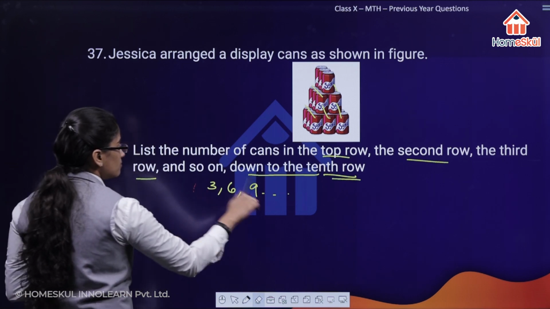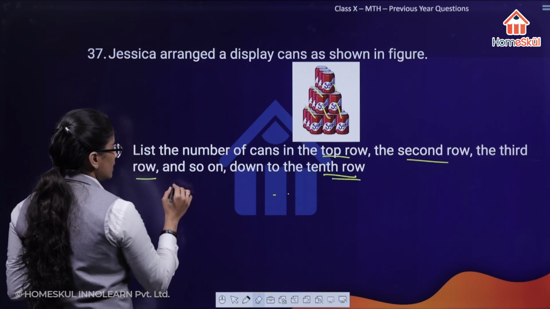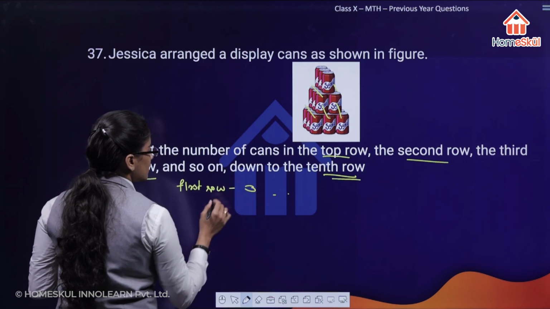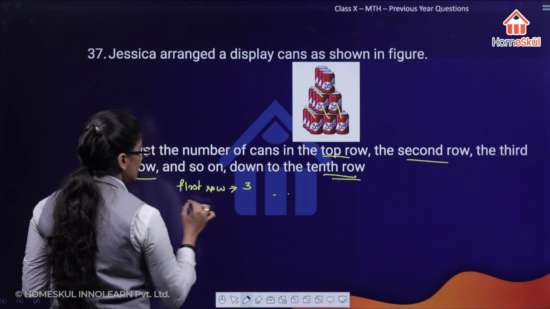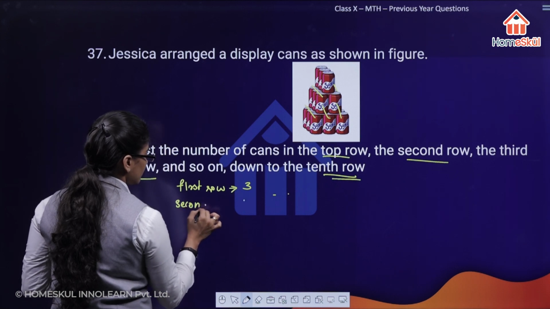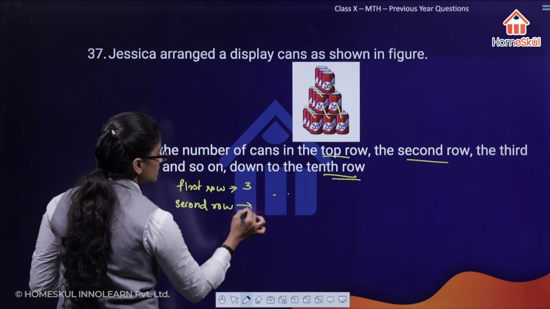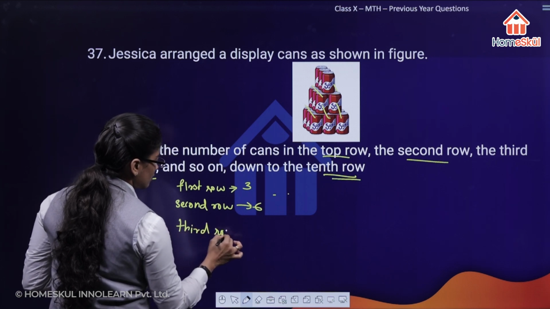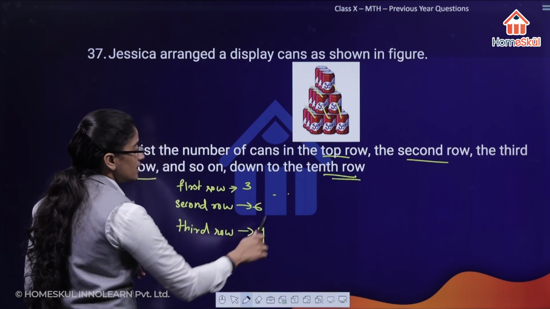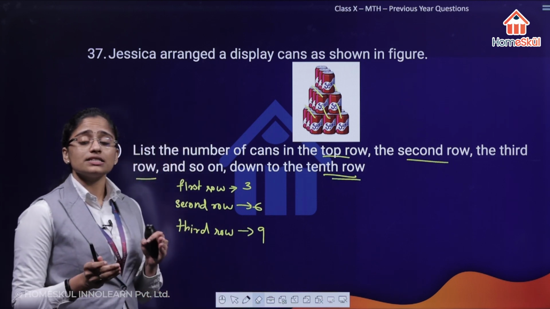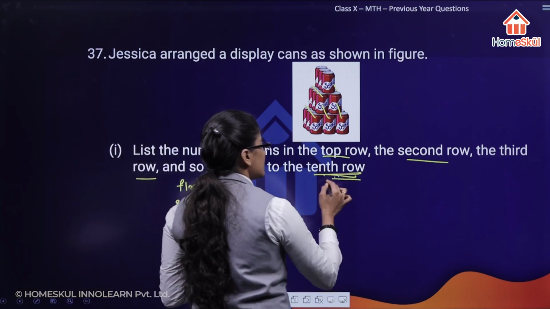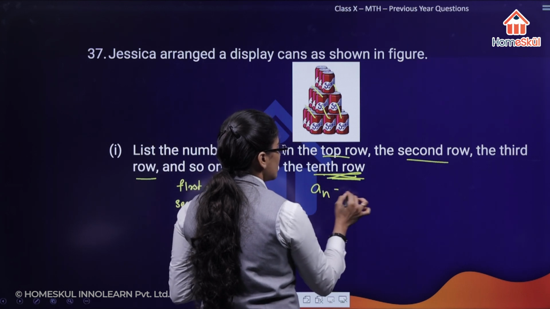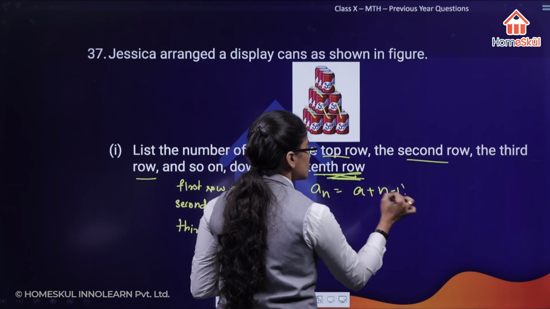So in the first row, how many cans are there? 3. Then in the second row, it is 6 cans. Then in the third row, it is 9 cans, isn't it? We need to find out how many cans are there in the 10th row. That is A10, isn't it? What is the formula to find out An? An is equal to a plus n minus 1 into d.